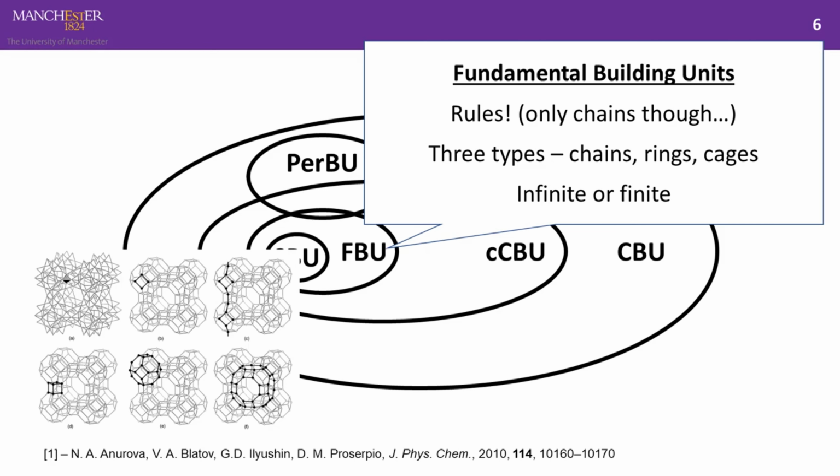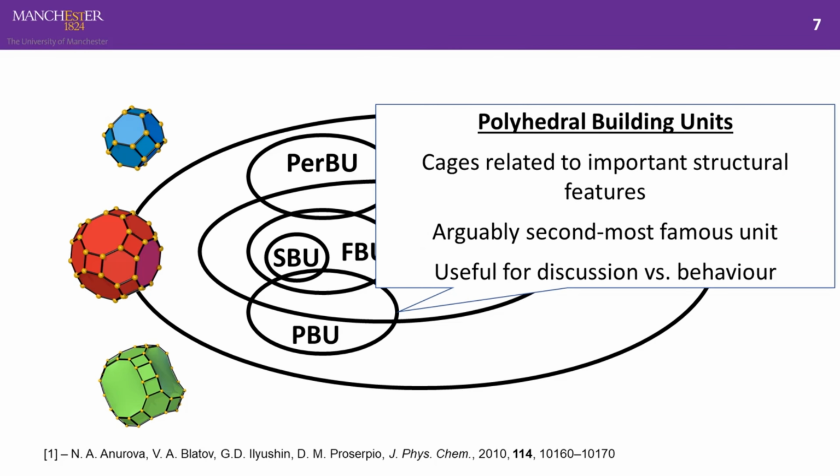We've got fundamental building units. These actually do have some kinds of rules, but they only apply to fundamental chains, and they're infinite or finite, so we can't use those either. Polyhedral building units are probably the second most famous unit. A lot of the cages shown here are quite famous polyhedral building units. You've got the sodalite cage at the top, or the beta cage, an alpha cage, which you see in zeolite A, and you've got your nice faujasite cage, which you see in zeolite Y, zeolite X, and faujasite. But there's no general method for breaking down structures into these units.